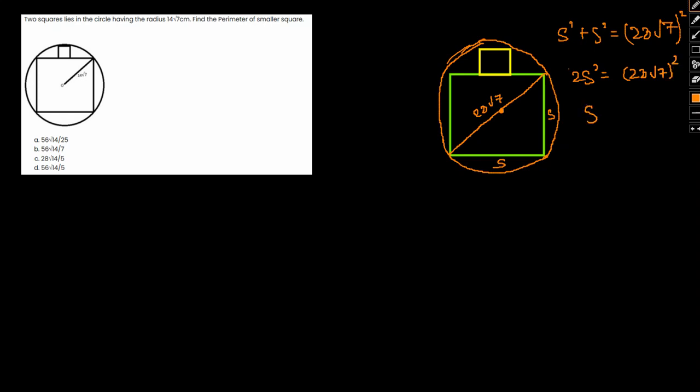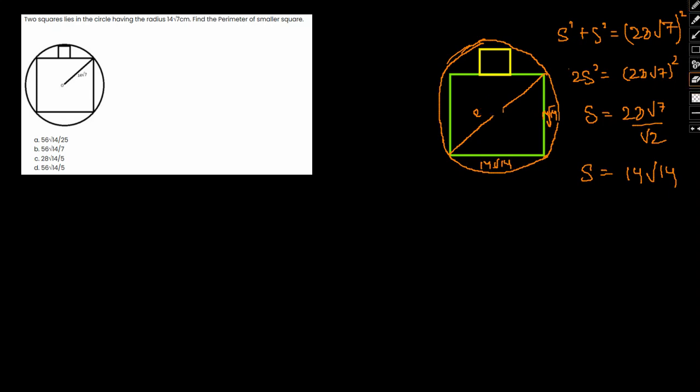So squaring both sides, we can write S, or square rooting both sides we have 28 root 7 by root 2. Okay, so this will be 14 root 14. So therefore S can be written as 14 root 14. Okay, so therefore the side of the bigger square can be written as 14 root 14. Okay. Now let me do one thing.